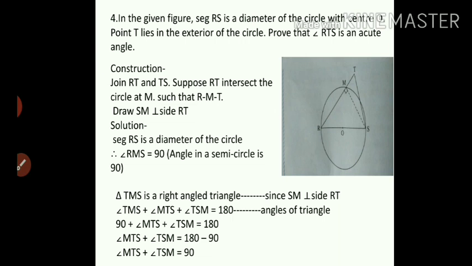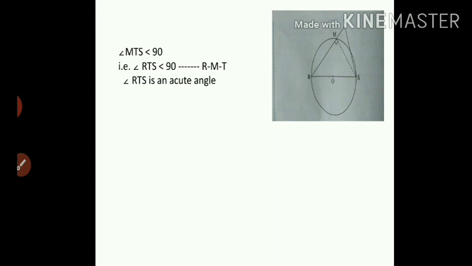Now what we will do further, see, angle MTS will be less than 90 because angle M is 90, so that means angle T and angle S, these both will be acute angles. So that means angle T is less than 90. So if angle T is less than 90, that means angle RTS will also be less than 90 since R and T are collinear. So that means we can say that RTS is an acute angle.